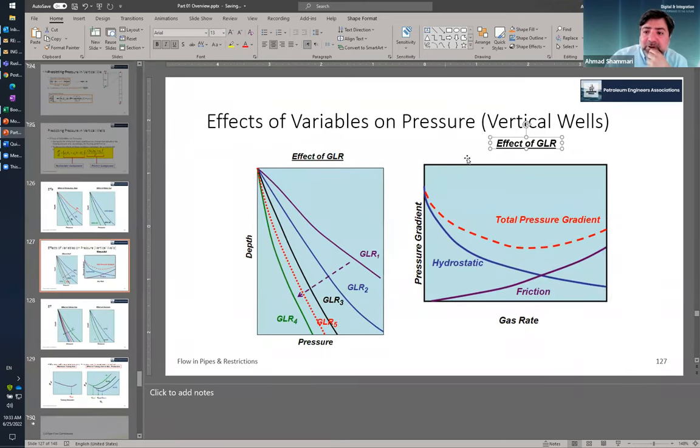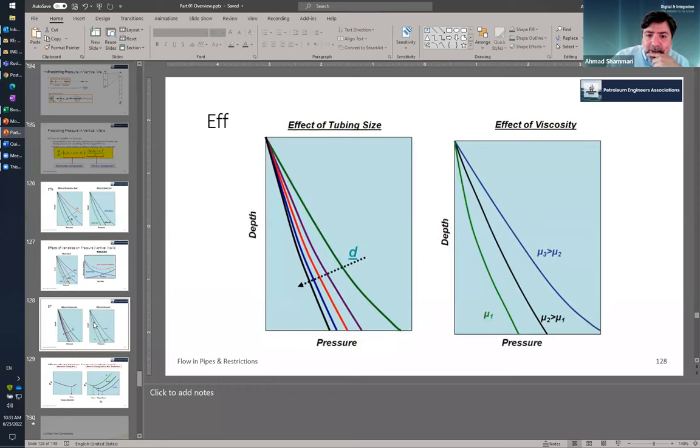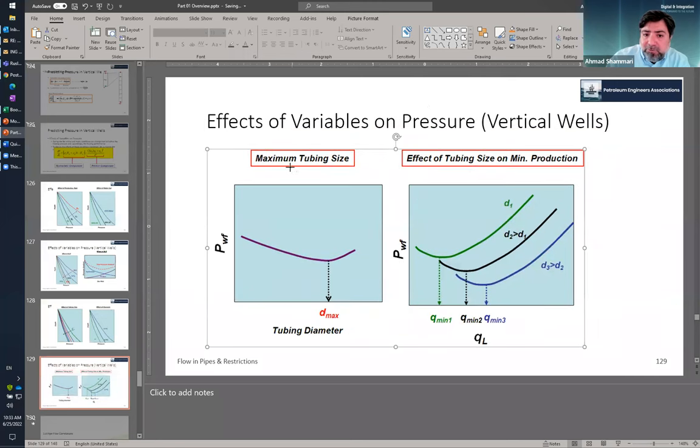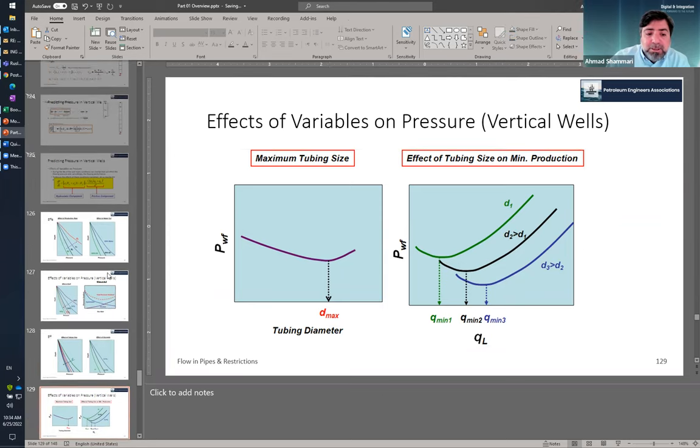This is the effect of different variables on the pressure drop. As the GLR, or gas liquid ratio, increases, what will happen? Since the hydrostatic column will be less, the pressure drop will go down like this, until, if we have a very high GLR, the friction drop will start to become dominant. This is the effect of the diameter. As the diameter increases, the pressure drop will decrease, of course, because we have less friction. Then this is the effect of the tubing size. I explained that we cannot really increase the tubing size a lot because we will reach a point where the velocity will not be enough to lift the oil. And with that, I'd like to stop here.